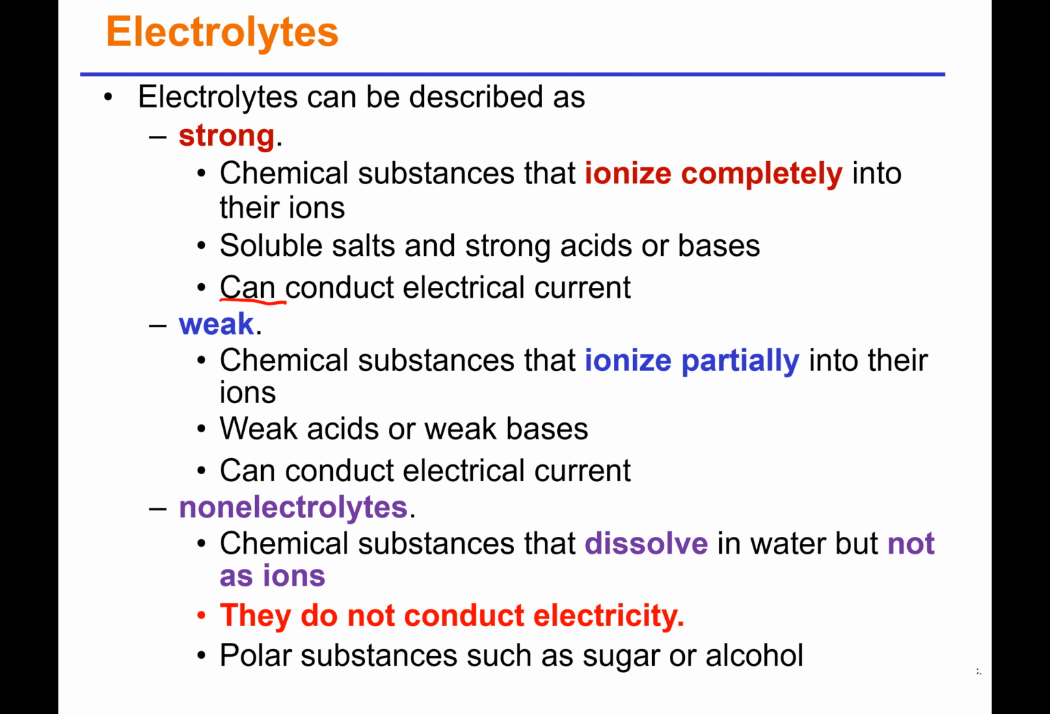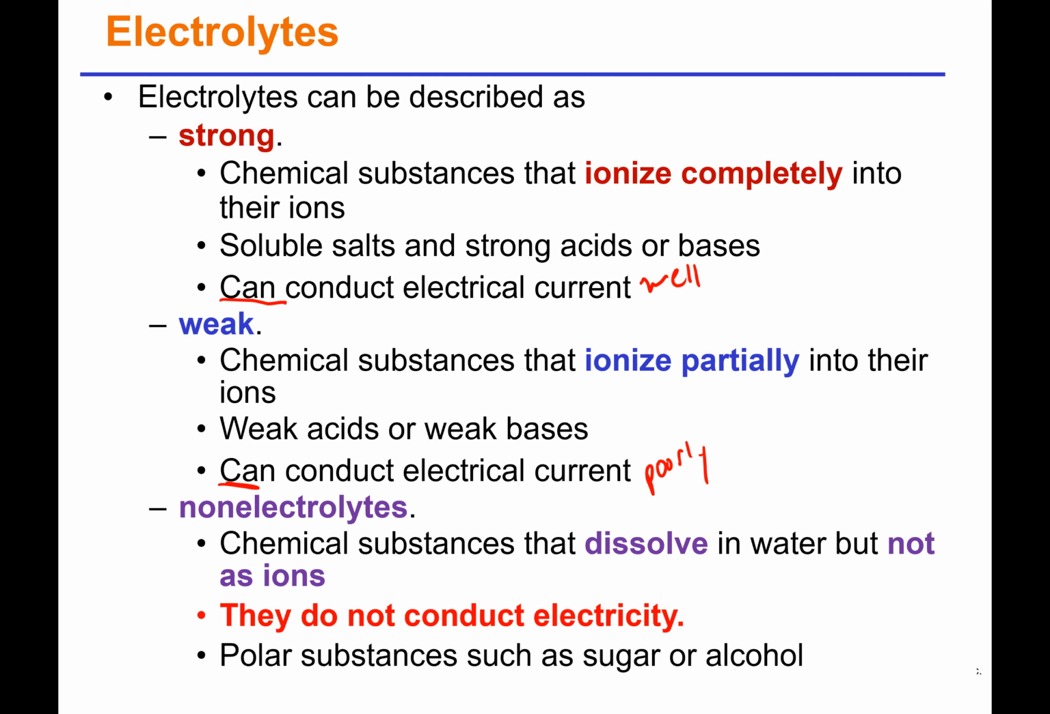Okay, what about a weak electrolyte? This is a chemical substance that only partially ionizes into its ions. Examples here would be weak acids or weak bases, and they can still conduct electricity, but poorly. So strong electrolytes conduct electricity well, whereas weak electrolytes only conduct electricity poorly.